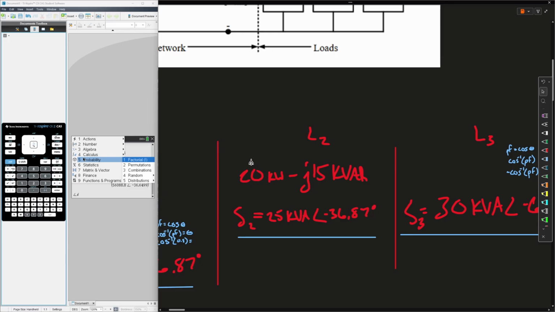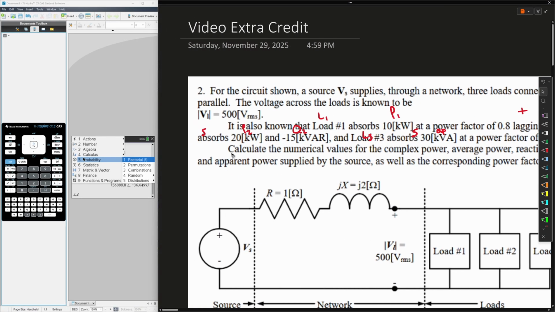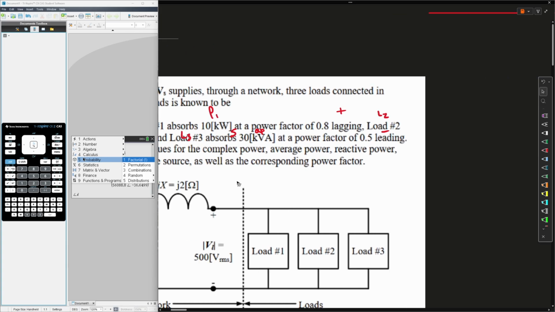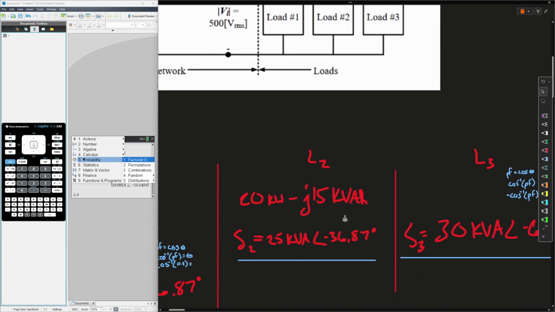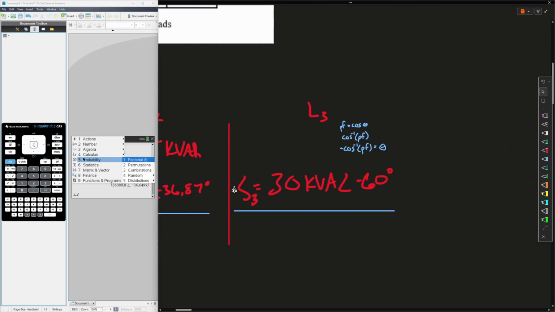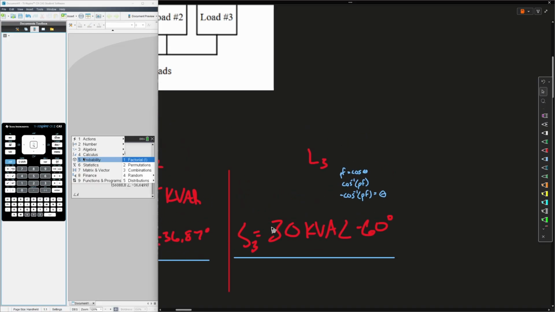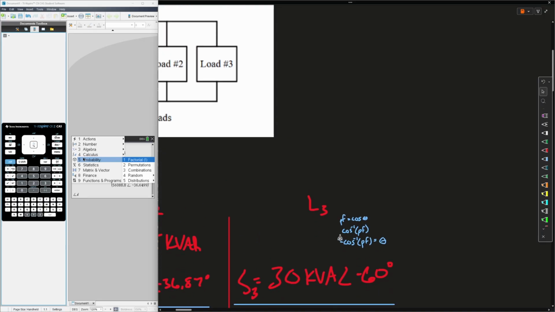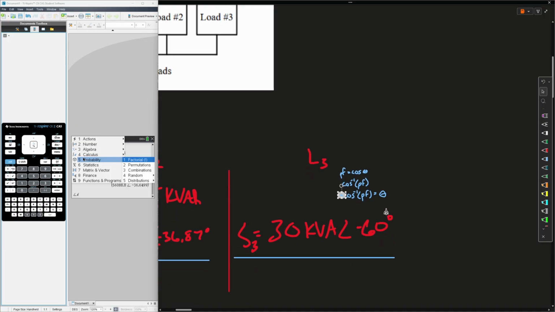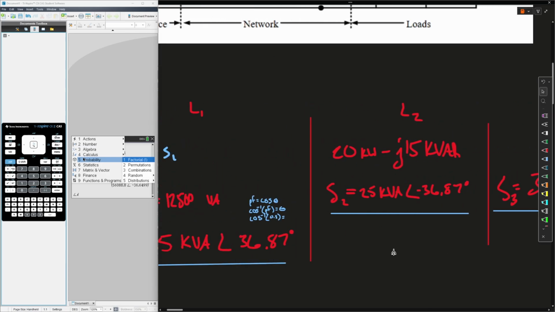Using what they gave us up here, which is the 20 kilowatts and negative 15 kilo VARs. And then for load 3, since they essentially already put it in complex power form, I have the 30 kilovolt amps and then a negative phase angle for the arc cosine of 0.5. And then you put the negative symbol here because it is leading. So it would be negative 60.